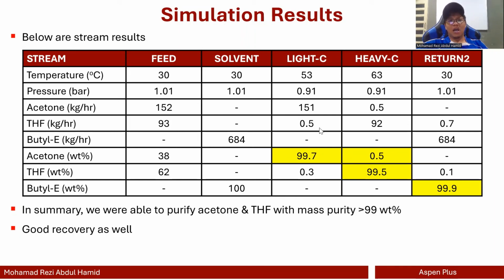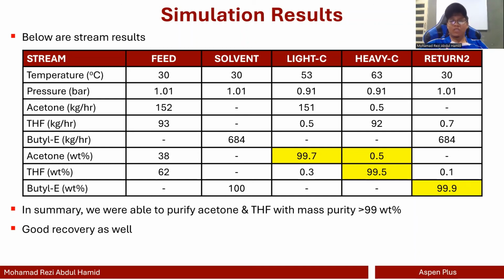And as you can see here, I was able to get 99.7% of acetone, having a good recovery. So I got 151 kilogram per hour from 152. Heavy key is 99.5. Was able to get again 92 out of 93 kilogram per hour of THF. And finally, our butyl ether was almost 100%, which is 99.9% of butyl ether. Good recovery as well, which is 684 kilogram per hour.